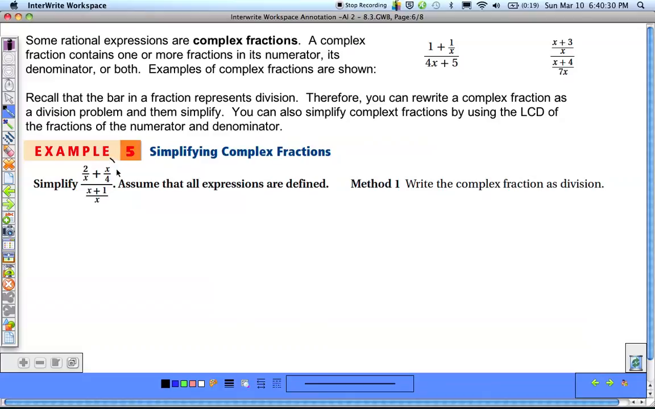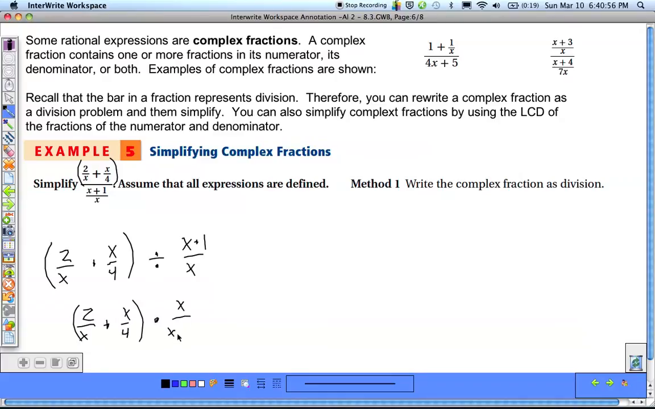We're going to take this first part of our fraction, the numerator, 2 over x plus x over 4, and we're just going to write it out. Instead of saying all divided by, we're going to write it out sideways. Divided by x plus 1 over x. Well, if we want to divide this, remember, to divide by a fraction, you have to multiply by its reciprocal. So this is really 2 over x plus x over 4 multiplied with x over x plus 1. Well, if we actually want to multiply this out, let's simplify what's in the parentheses here.